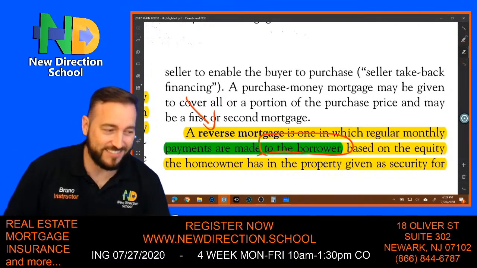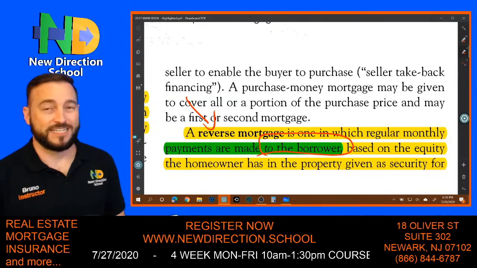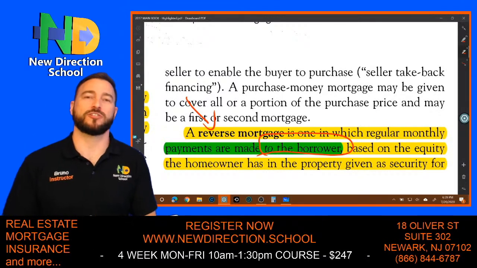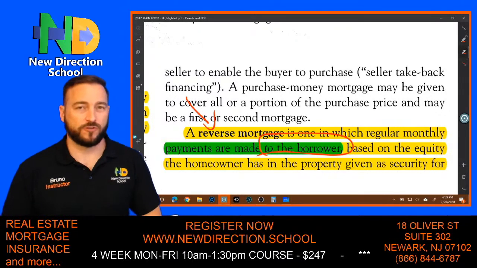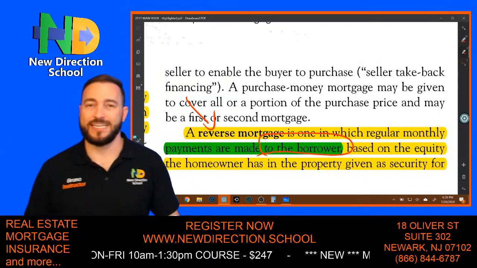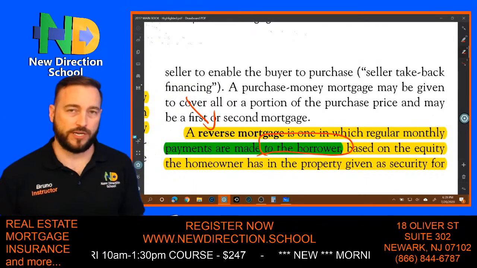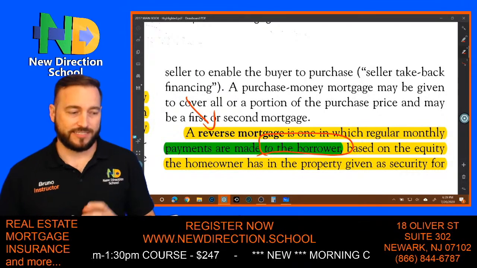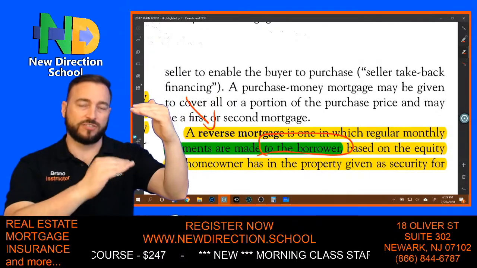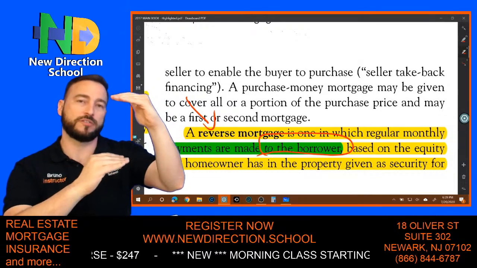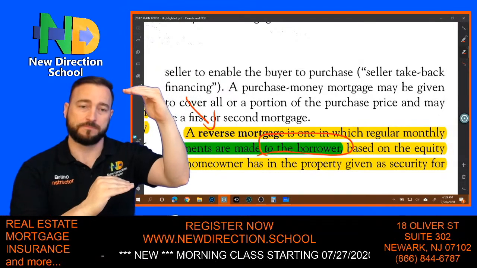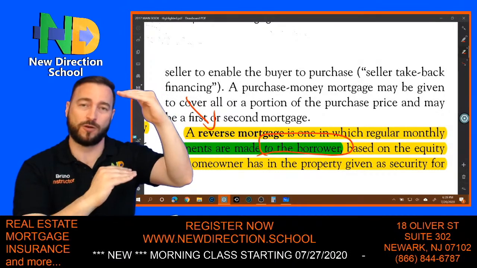It'll be nice. So, Gil, yes and no. It's a very bad deal for the people that don't understand what a reverse mortgage is. So, let's look at this. It says it's based on the equity. What is equity? Well, equity is the difference between current market value and balance of the loan. So the equity you build up over time, like as you pay the loan and as the property increases in value, this difference is called equity.